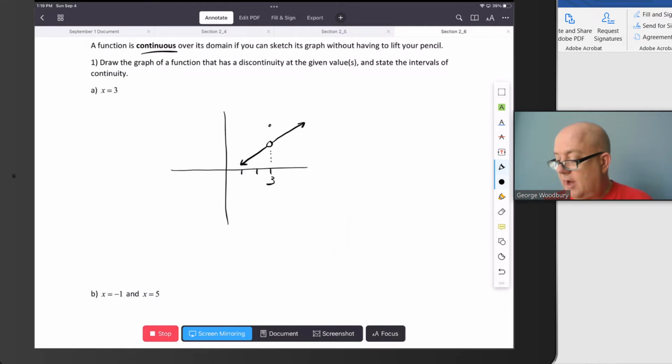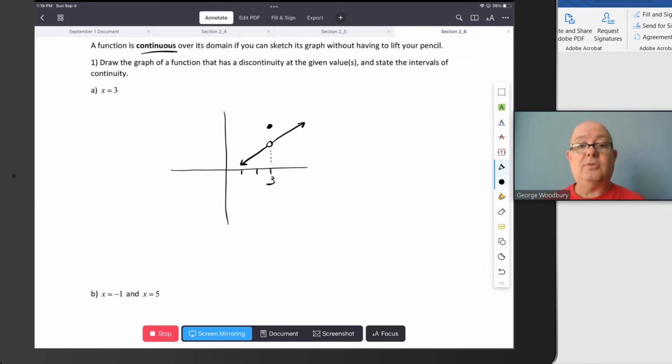Now, I could also define it at x equals 3 somewhere else, but I can't draw that graph without lifting my pencil off the paper. With the first graph I drew, I would either have to take it off just as I made it to 3 and then put it down again on the other side of 3, or I would have to take the pencil off the paper to put the dot up higher.